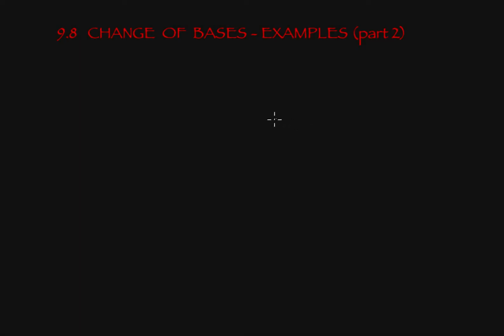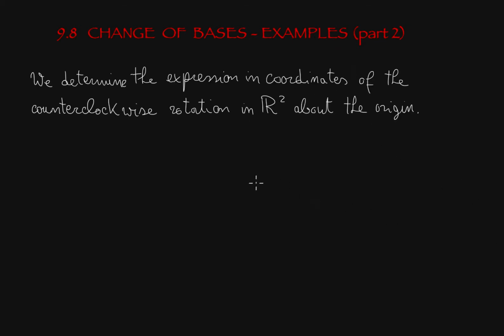We continue the lecture 9.7. We will work out the expression of homomorphisms in coordinates by finding the associated matrix with certain bases first. We determine the expression in coordinates of the counterclockwise rotation in R2 about the origin.